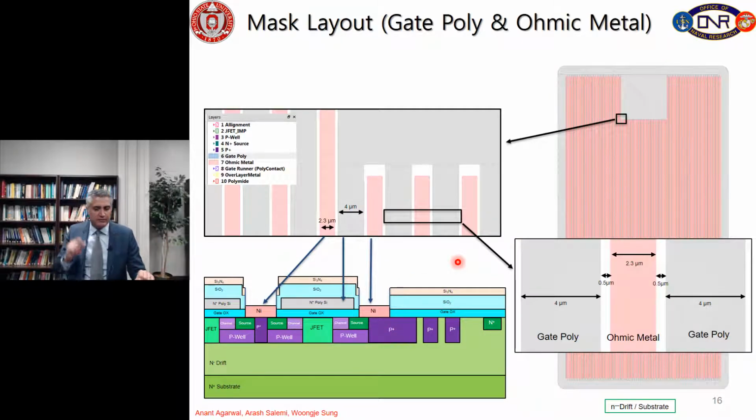This is a combination of mask layout between gate poly and ohmic metal. So here in the zoom part, we have all these gate poly and nickel metals with 4 micrometers and 2.3 micrometers. 2.3 micrometers is the nickel over here, and 4 micrometer is the width of the N plus polysilicon over here. And as I mentioned, we have 0.5 micrometer distance between the gate poly and ohmic metal.